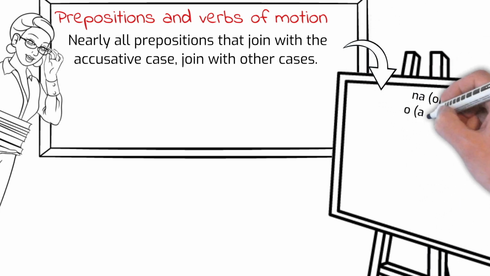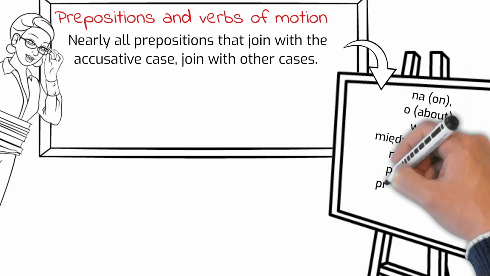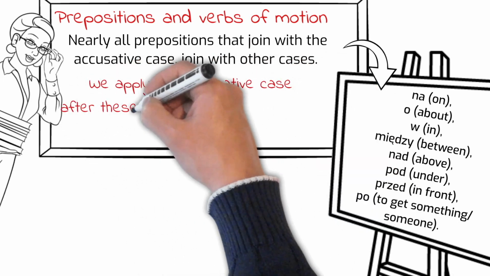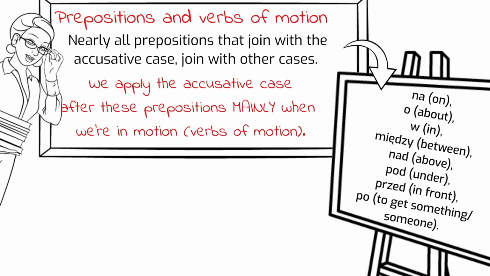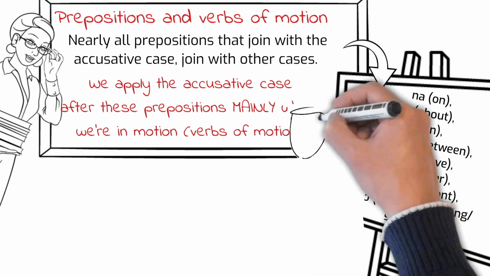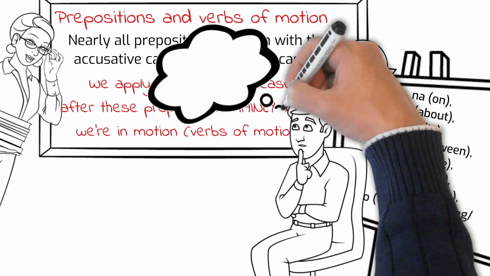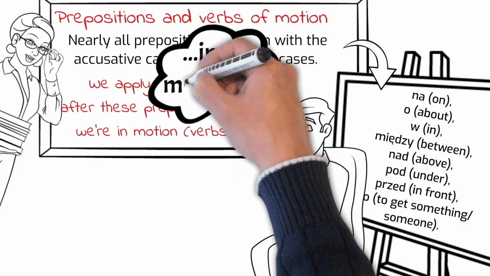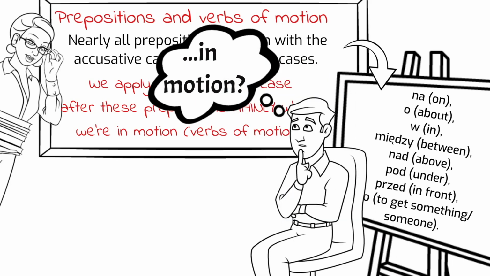Let's look at these prepositions. Na, o, w, między, nad, pod, przed, po. We apply the accusative case after these prepositions mainly when we are in motion. So how do we know when to apply the accusative case? We apply the accusative case after these prepositions when we are in motion.